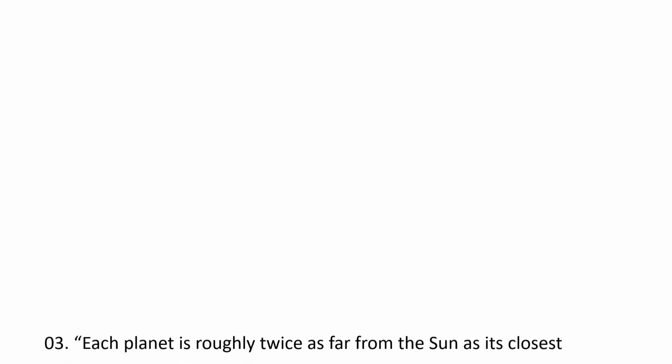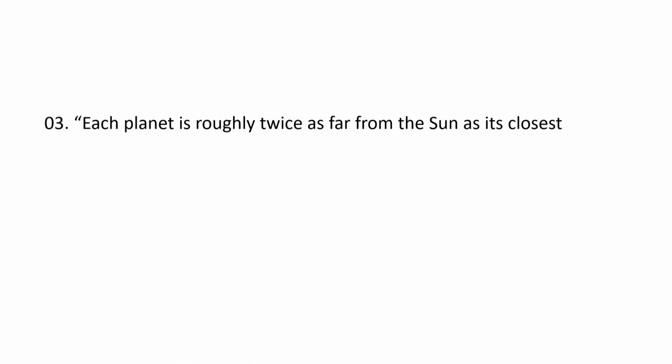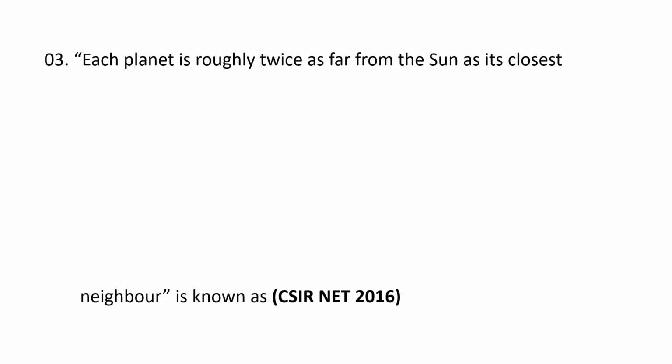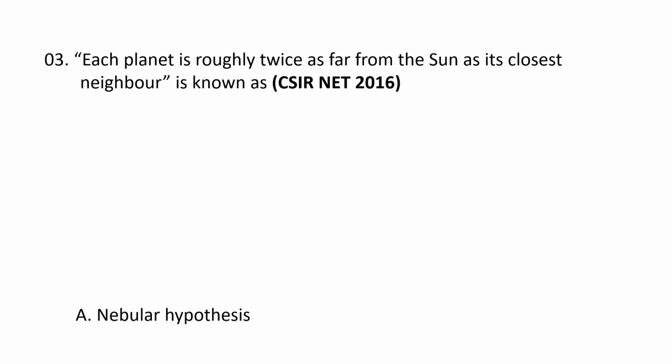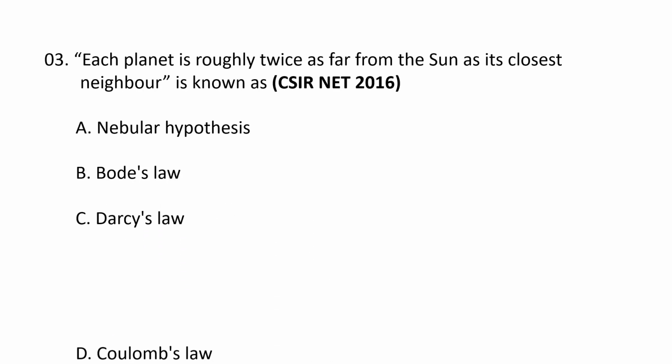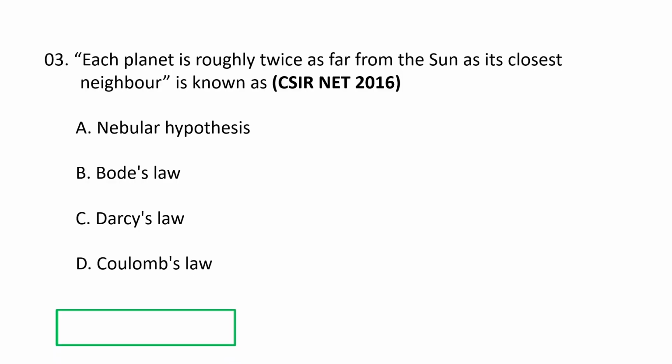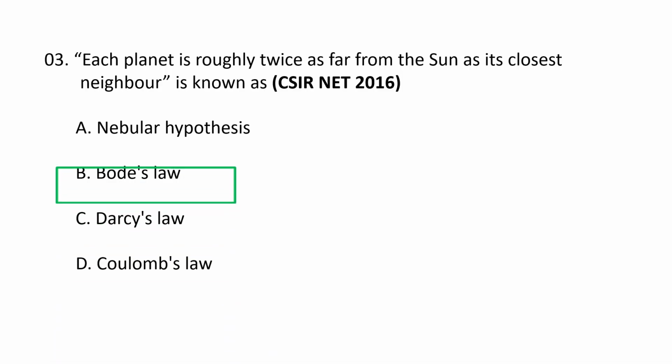Next question. Each planet is roughly twice as far from the Sun as its closest neighbor is known as A. Nebular hypothesis, B. Bode's law, C. Darcy's law and D. Coulomb's law. The correct option goes as B.